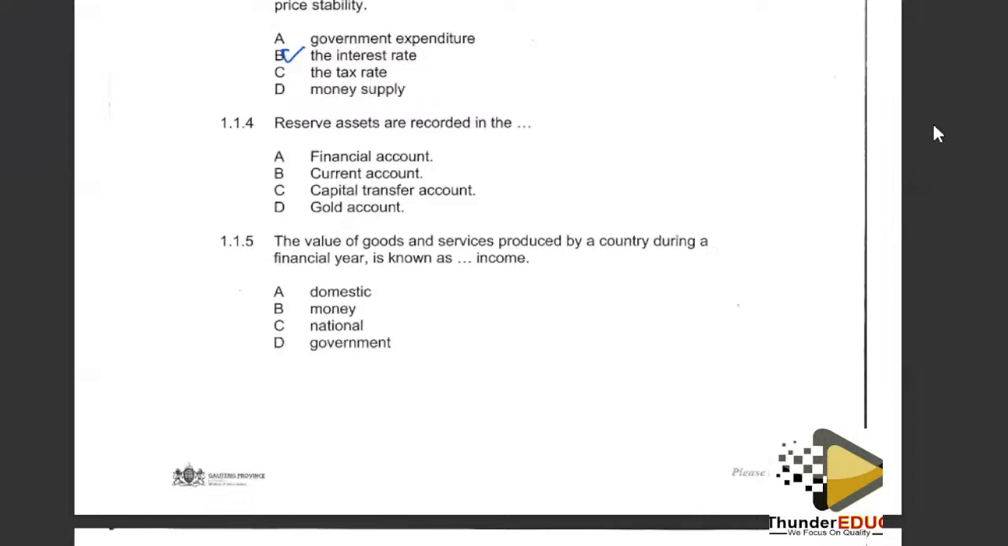Okay, right. So now the recording of the reserve assets can be recorded under the financial account, yes. Then we check B, current account, no. Then C, capital transfer account, no. Then D, gold account, no. So it means that the financial account is the one that is appropriate. Okay, right, grade 12. So now let's move on to 1.1.5. 1.1.5 reads as follows. The value of goods and services produced by a country during a financial year is known as dash income.